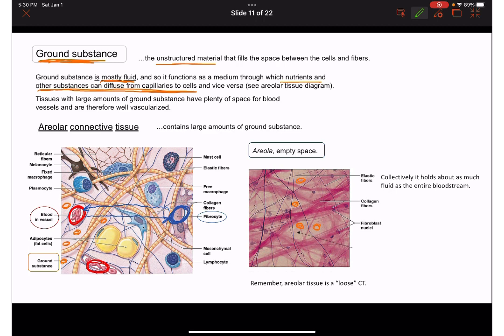Tissues with large amounts of ground substance, like areolar tissue, have lots of space for blood vessels. So with all of this ground substance, that provides a lot of space for blood vessels to penetrate. And so tissues with large amounts of ground substance are well vascularized. They have a rich blood supply.